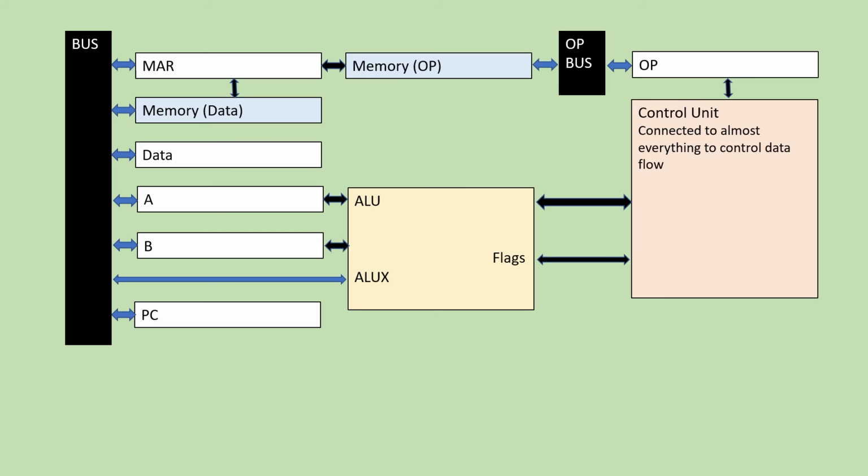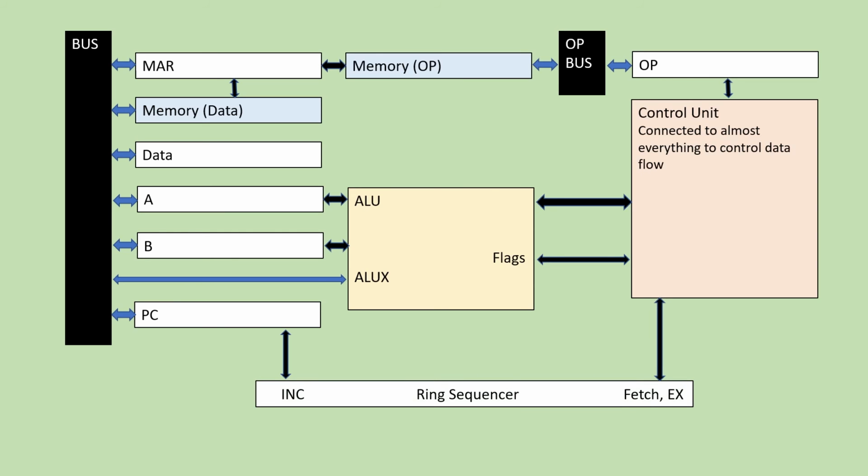And then finally, the thing that creates the whole sequence of stuff, which is the ring sequencer, is going to be connected to both the control unit and to the program counter. And if you watch the video that was about that, there's going to be 4 lines to the control unit, which are fetch1, fetch2, x1 and x2. And then connected to the PC, there'll be inc1 and inc2. And the ring sequencer is then connected to the clock. And there may be some other controls as well that we're going to connect, but this is the basic architecture of our CPU.